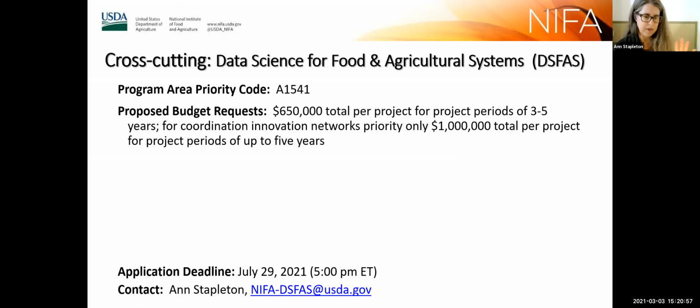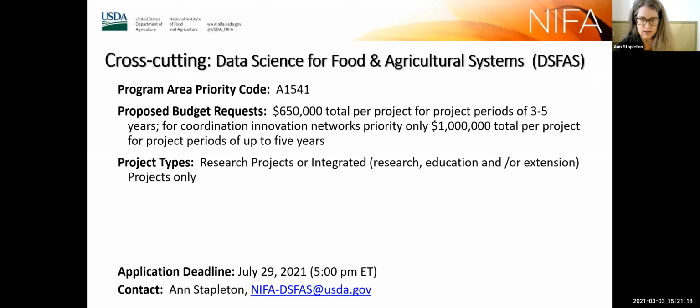So here there are multiple ways to address these cross-cutting data science and agricultural systems areas that are supported in this program. There are standard research grants for a typical AFRI amount, 650,000 for projects of 3 to 5 years. There are coordination innovation networks with a larger budget of 1 million for periods of up to 5 years. They have special requirements, so make sure that you read the RFA if you're considering those. The project types include research projects or integrated projects only.